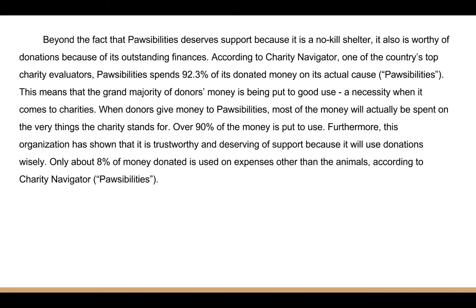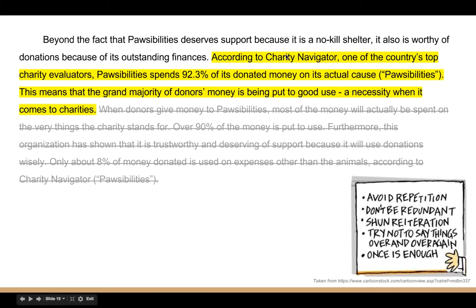Taking a look at this, and if you want to pause the video to read this more carefully, you can. But I say right here that they spend 92% of their money on their cause. And then I say, well, this means that the grand majority of their money is being put to good use. And then I just start repeating myself. Most of your money is spent on this. Over 90% is put to good use. Only 8% isn't put to good use. You're just repeating yourself. The only thing that needs to stay in terms of the facts listed here is what's in yellow. All of the rest of this is just redundant. It's not strengthening your argument. It's actually making it seem weaker. So you can cut it, even though it makes your paragraph shorter.